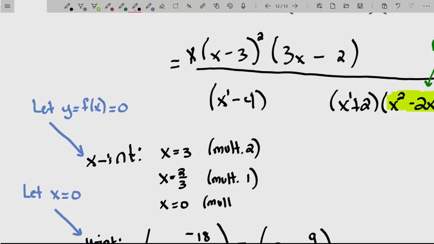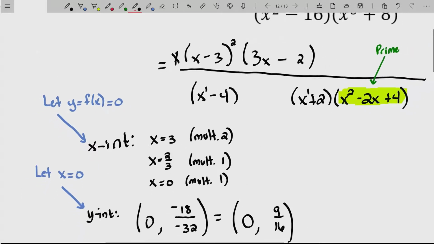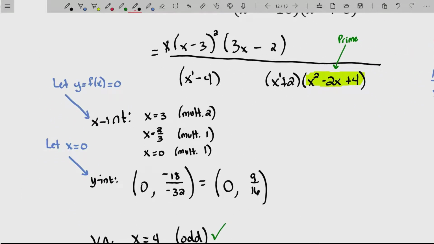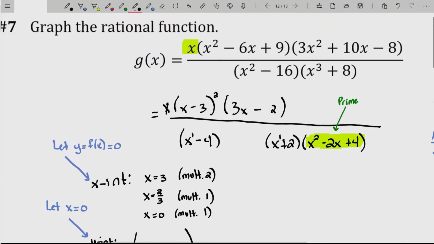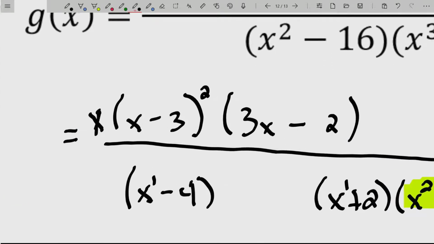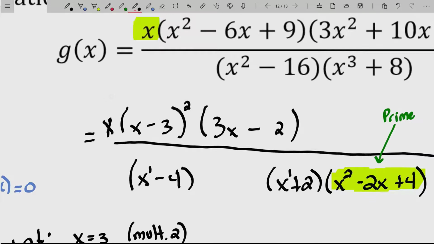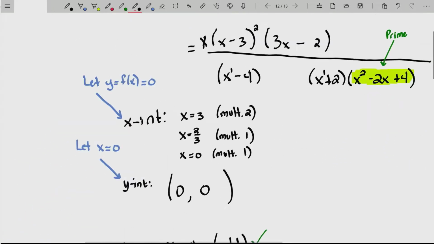And that's multiplicity 1. The Y-intercept will actually change here because if you let X equal 0, that whole numerator actually becomes 0. Test it out. Let X equal 0 here. You'd have 0 times who cares over something non-zero. So it's 0. So that's now our new Y-intercept.